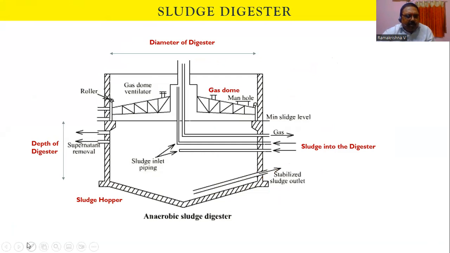So now if we look at this diagram, this is the sludge digester. You have an outlet tank, then you will have an inlet pipe. There is a gas dome, and then you have a sludge hopper where the digested sludge comes down to the bottom. Now stabilized or digested sludge goes out from the bottom.